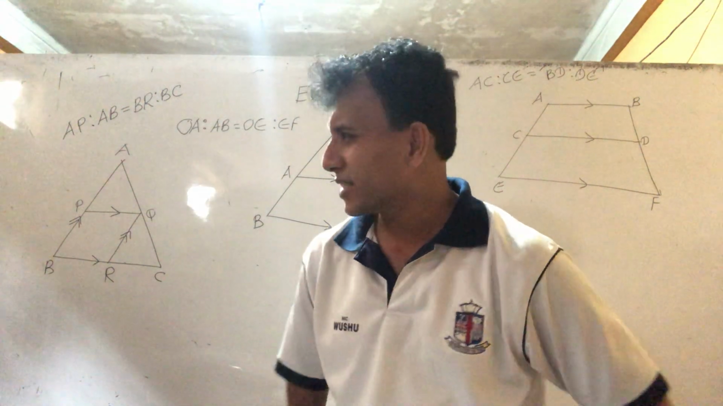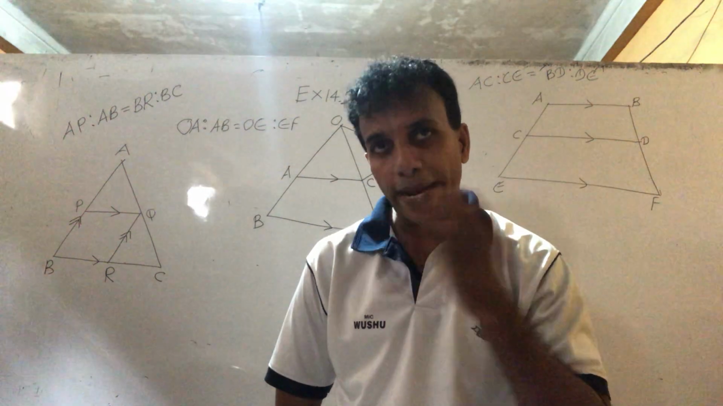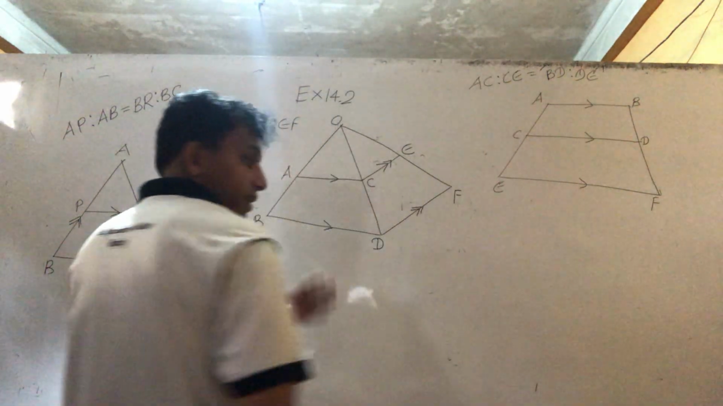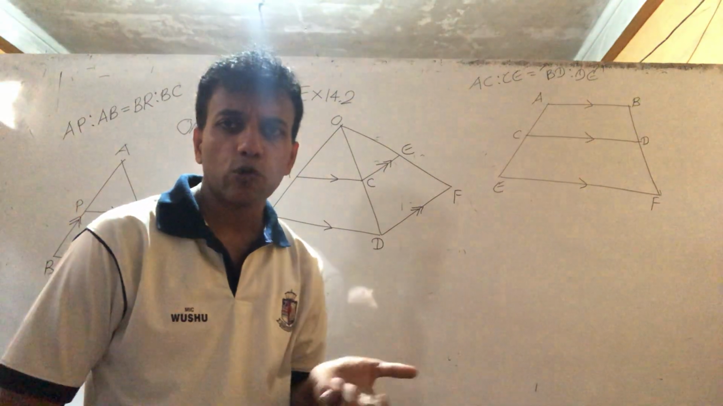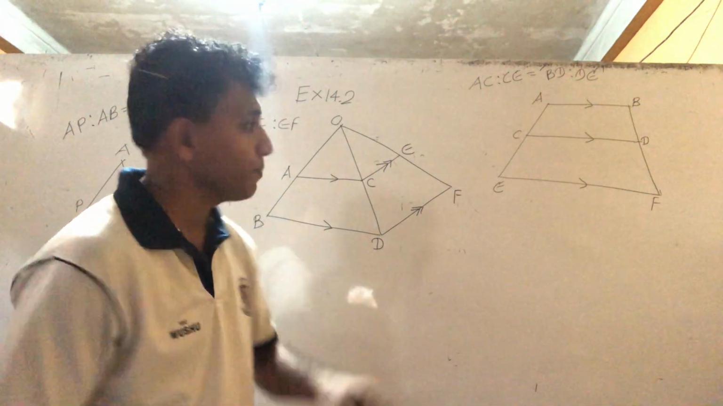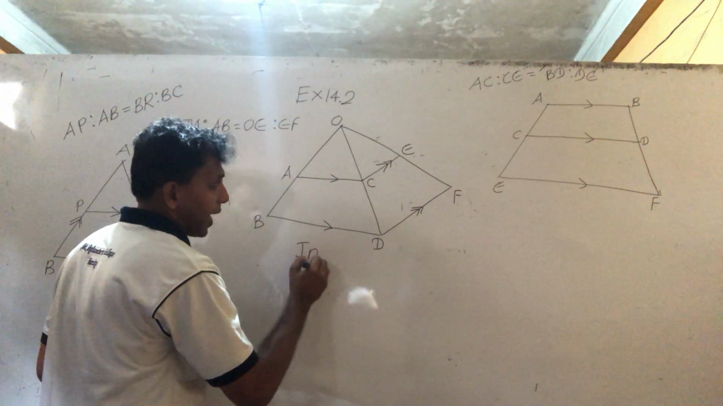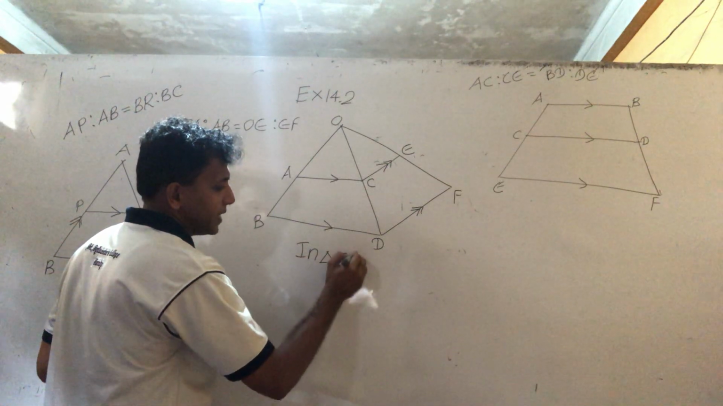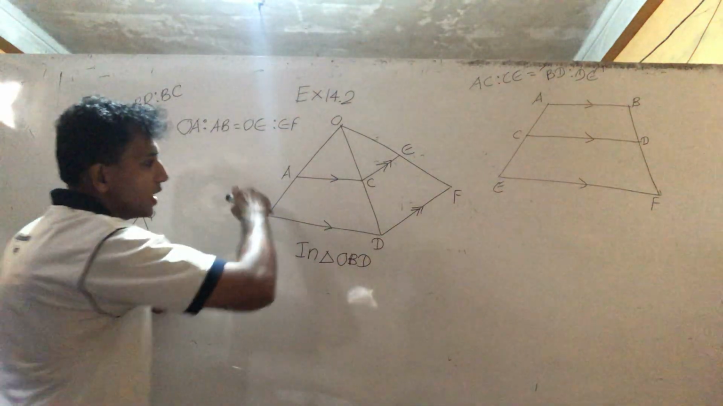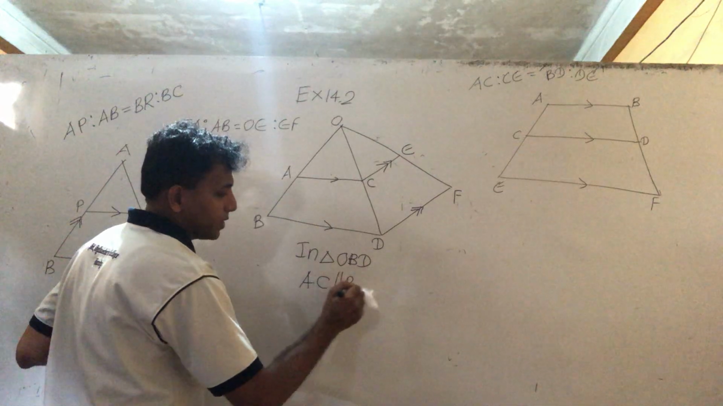Newcomers, if you can't follow this, stop, see the previous video, and join with this once again. I showed the idea very clearly, but we still do not use the equiangular properties, only the ratio theorem. Okay, now come to this triangle. See here, in triangle OBD, AC parallel to BD, AC parallel to BD.